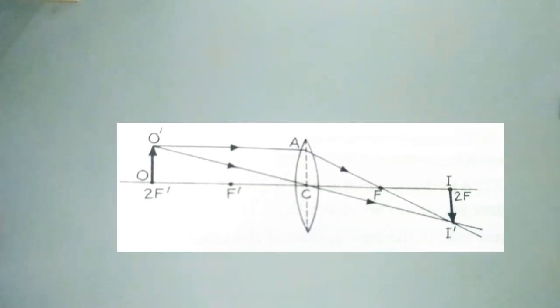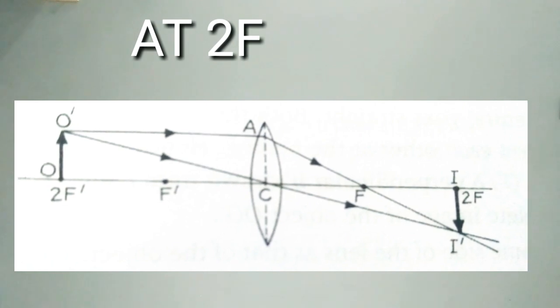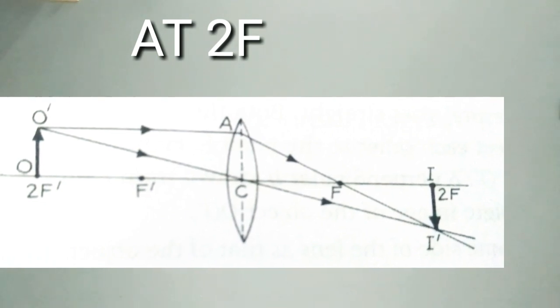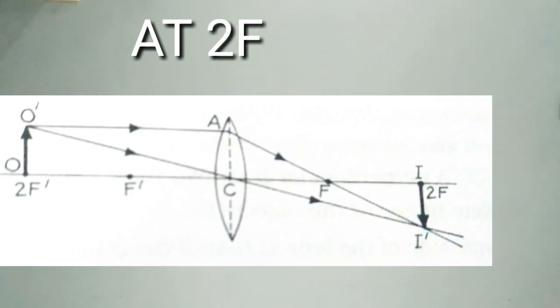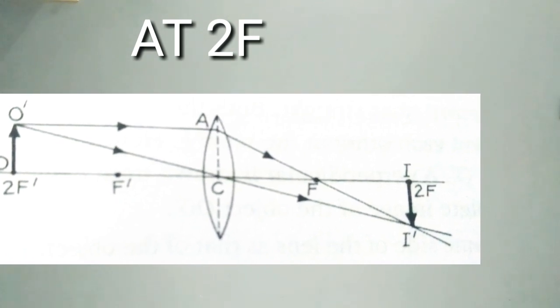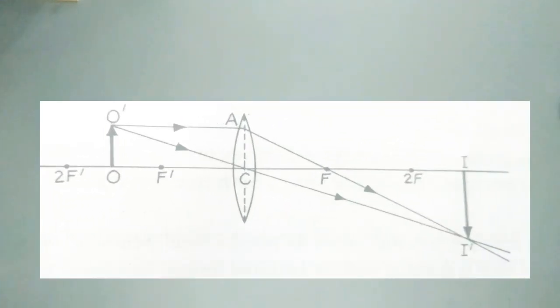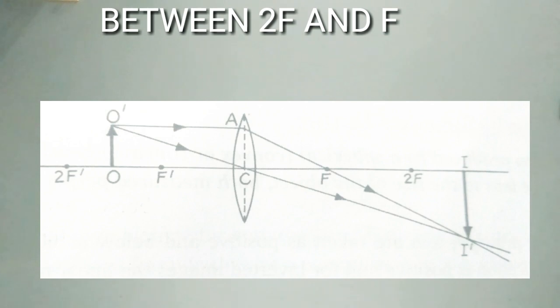Case 3, when the object is at 2f. In this case, the image is formed at the same position, 2f. The height of the image is the same as the height of the object. Image is real, inverted, same size as the object. Case 4, when the object is between f and 2f. At that time the image is formed beyond 2f. In this case, the image is a little bit enlarged compared to the object, but the image is still inverted and real.